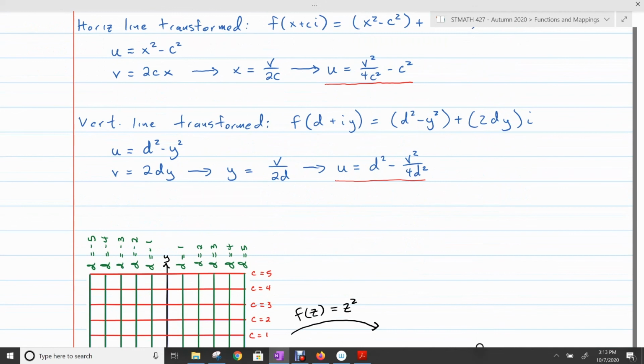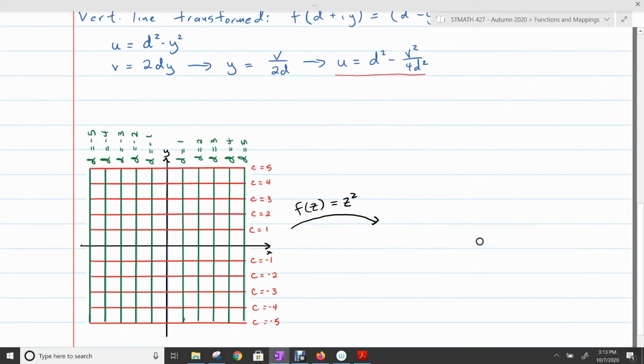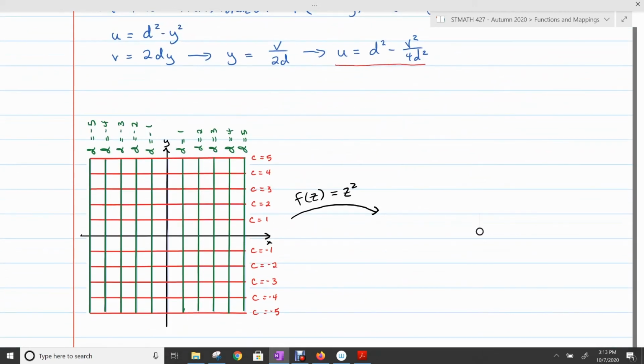I'm getting some parabolas. So, in this particular instance, I think what I will do is go to the computer and plot those families of parabolas on a separate graph and then copy it here into the picture. So let me do that.